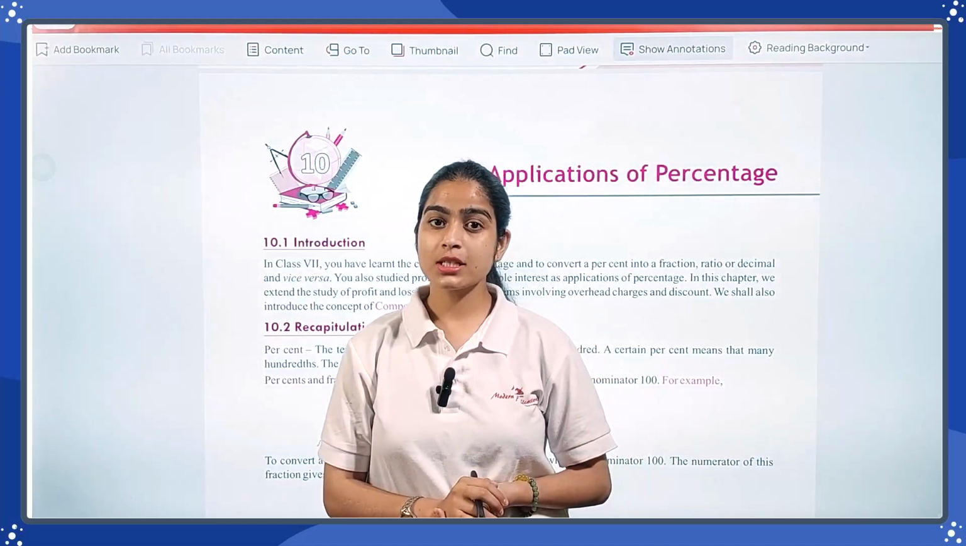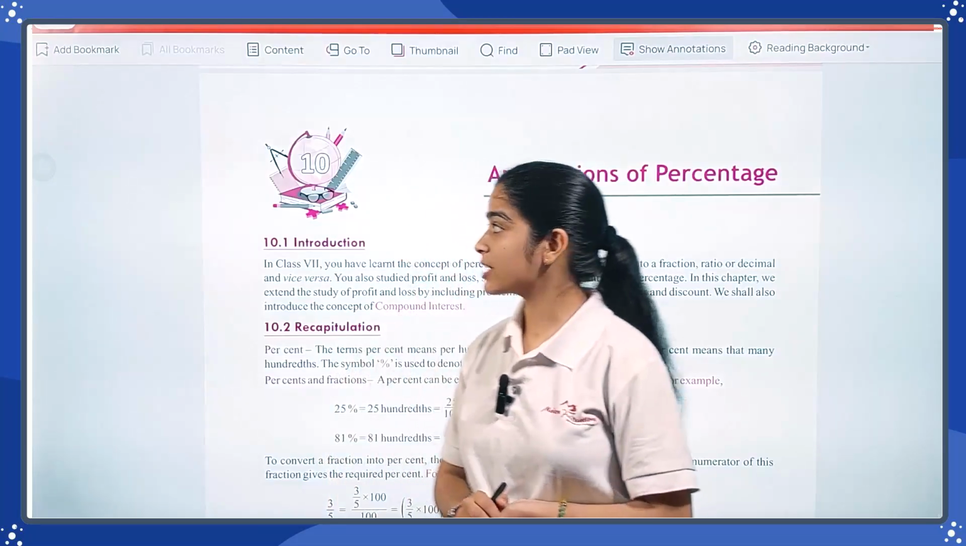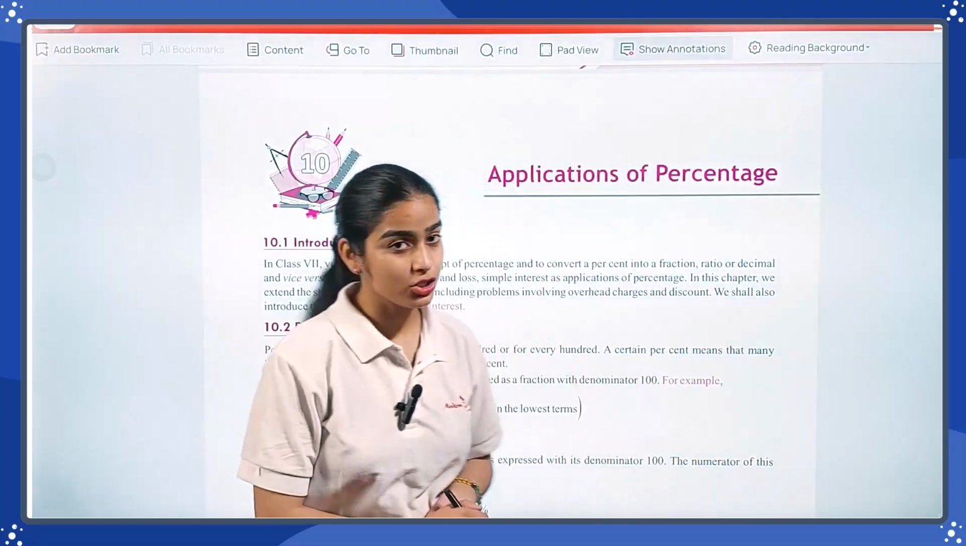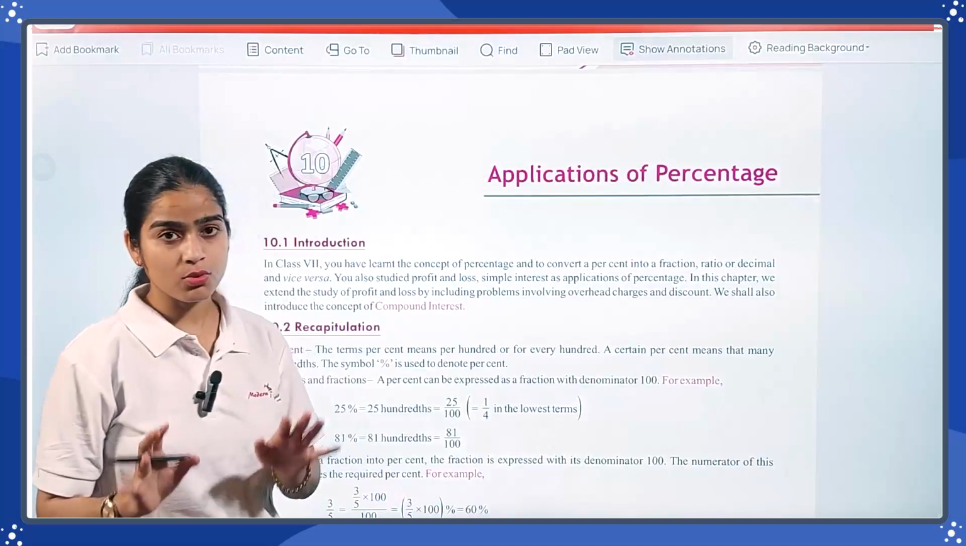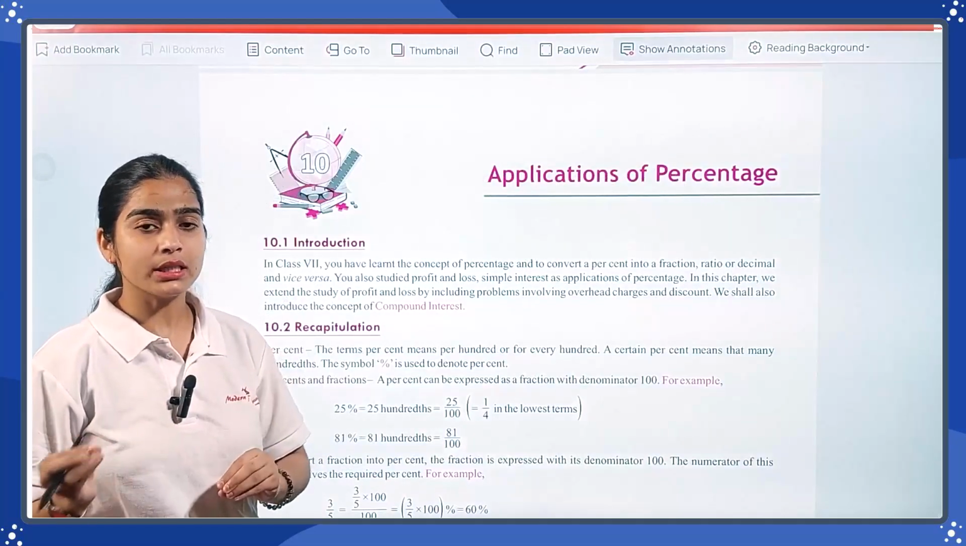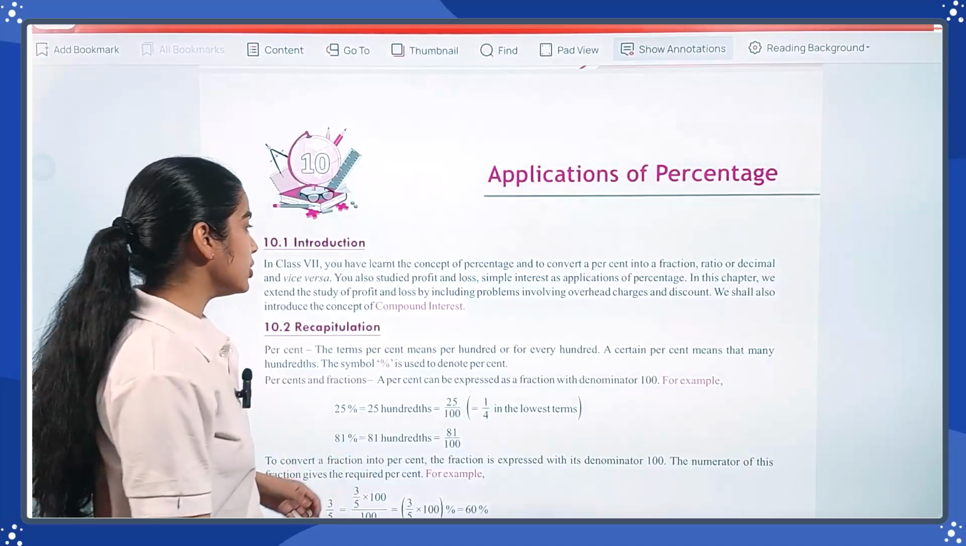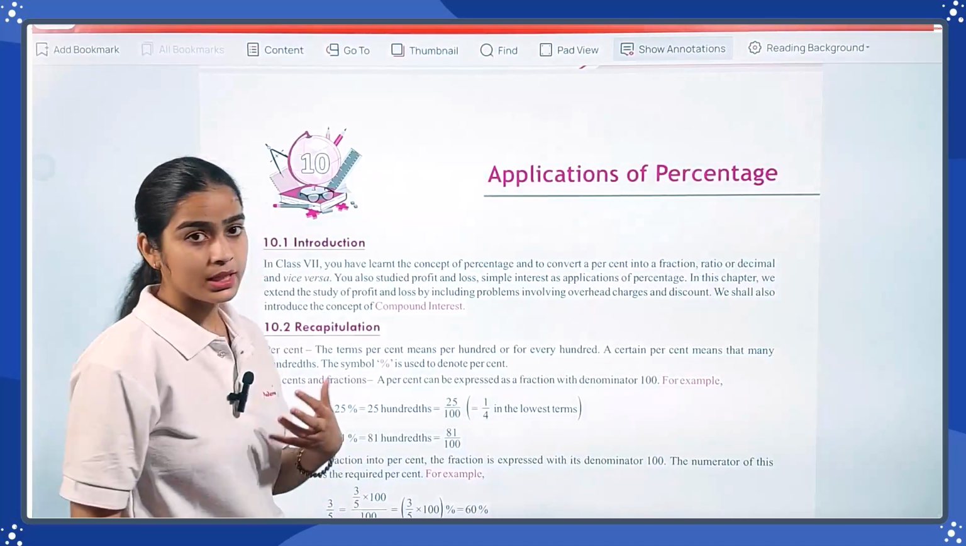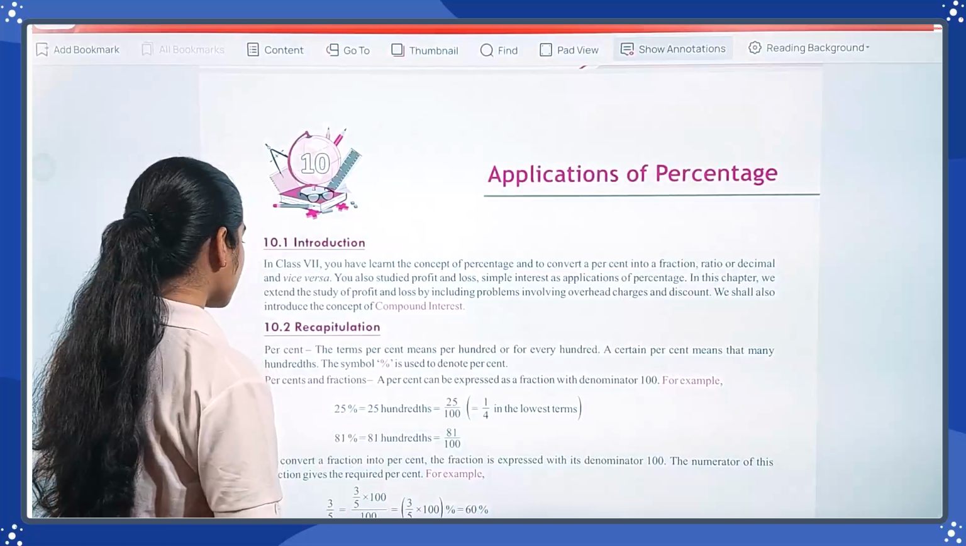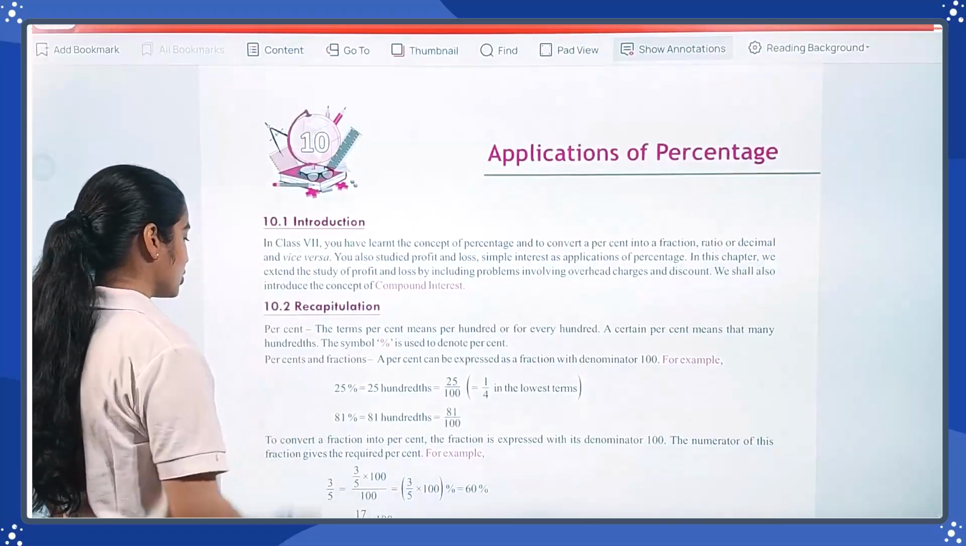Okay. So students, now we have a new chapter, which is chapter number 10, application of percentages. I hope you now know how you can convert a number into a percentage and how you can find out the quantity of that number with the help of percentages. So first of all, we have recapitulation time.